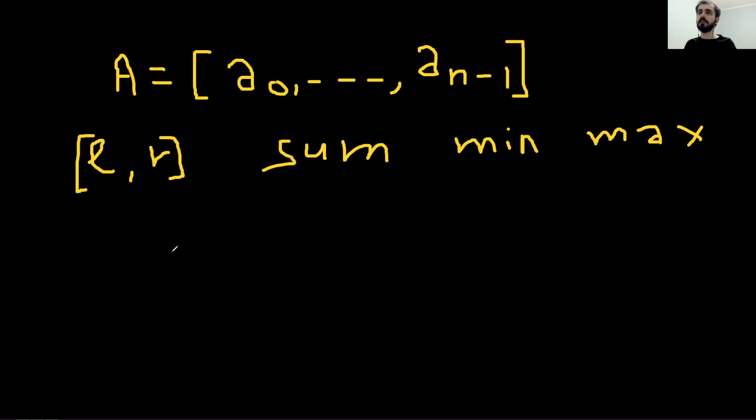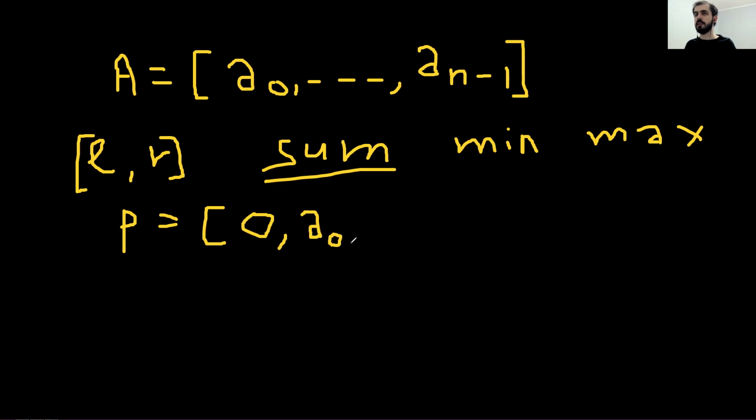Let me show exactly what I mean by that. Suppose we have range sum queries, right? Let me compute an array of prefix sums. The first element will be 0, just for convenience, okay? The second element will be A0, the third element will be A0 plus A1, and so on. The last element will be the sum from A0 all the way up to A[N-1].